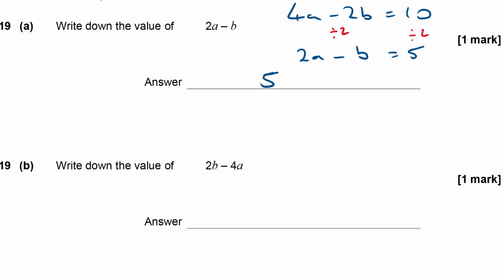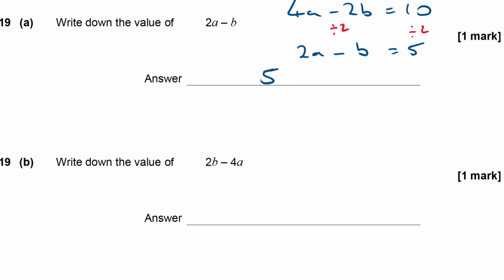Okay. Write down the value of 2b minus 4a. Well, 4a minus 2b is 10. So if you're flipping those around, you're changing the signs on both of them, aren't you? Now I could achieve that by taking each one of these terms and multiplying it by minus 1. So that would flip the sign round of everything. So 4a minus 2b would become minus 4a plus 2b, in other words 2b minus 4a. And then 10 times minus 1 would be minus 10. Okay, so we get 2b minus 4a is minus 10.